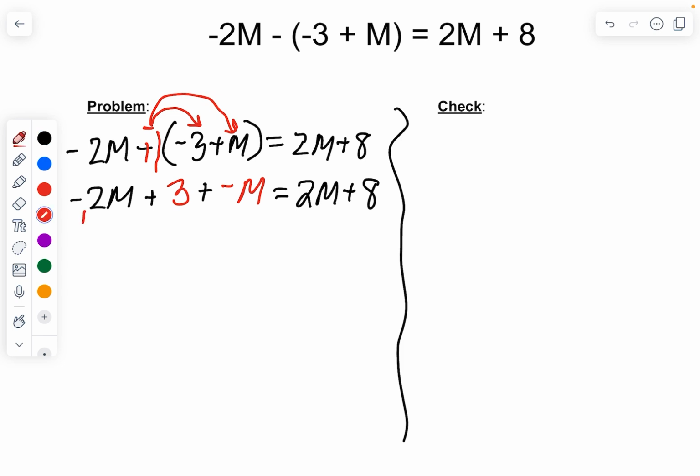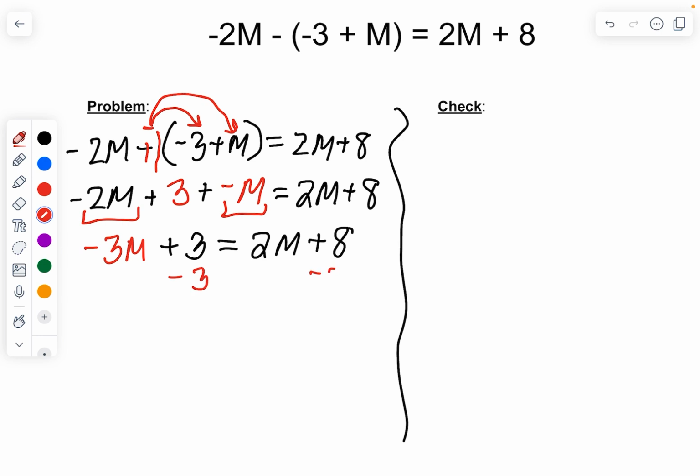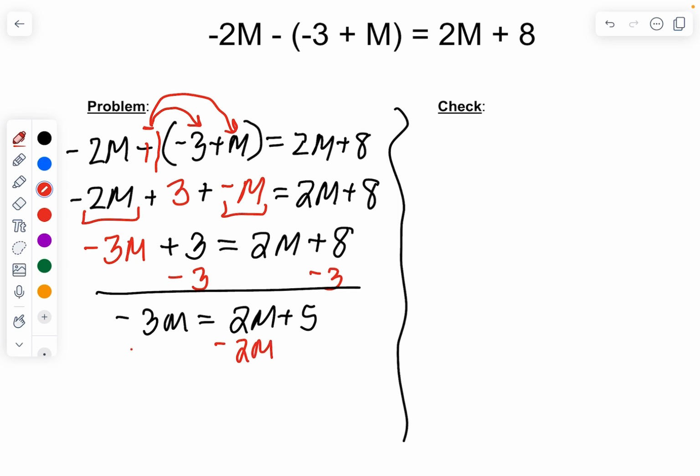I'm going to combine like terms. You're going to notice I have a -2m and a -m here, which makes -3m. I want all my m's to one side and my numbers to the other, so I'm going to subtract 3 from each side. I'm going to subtract 2m. And I end up with -5m equals 5.